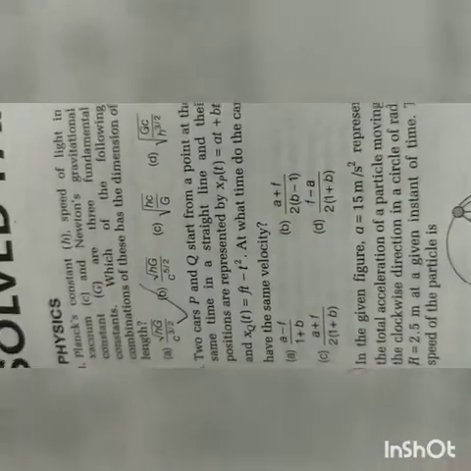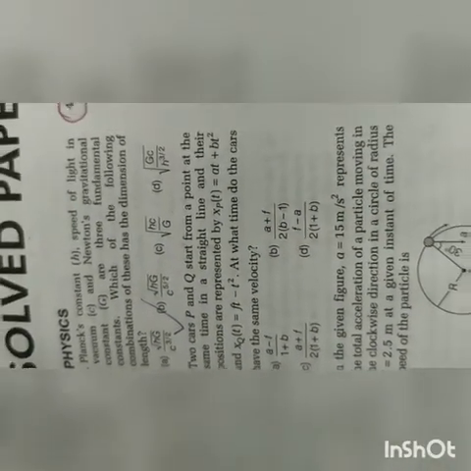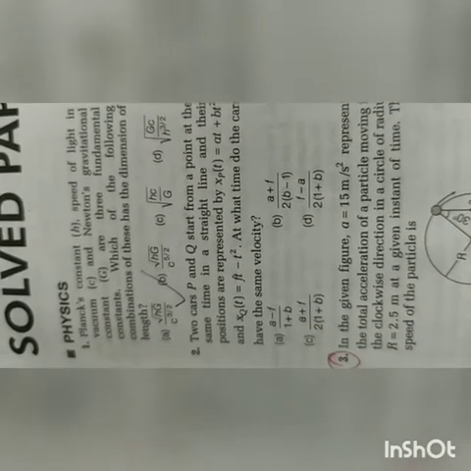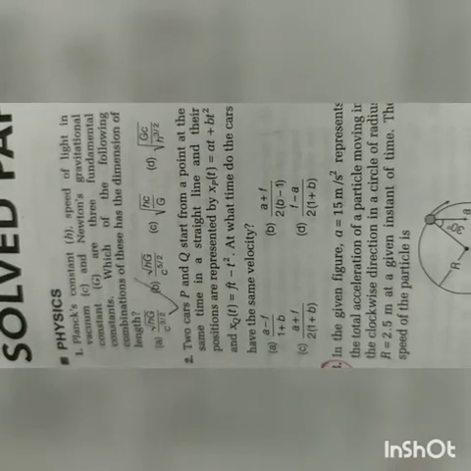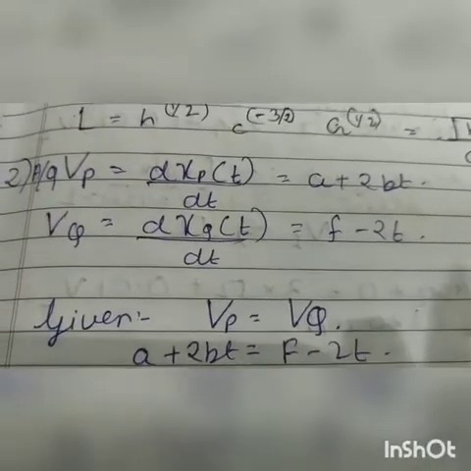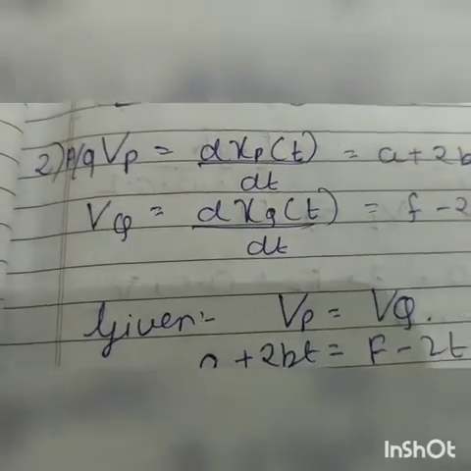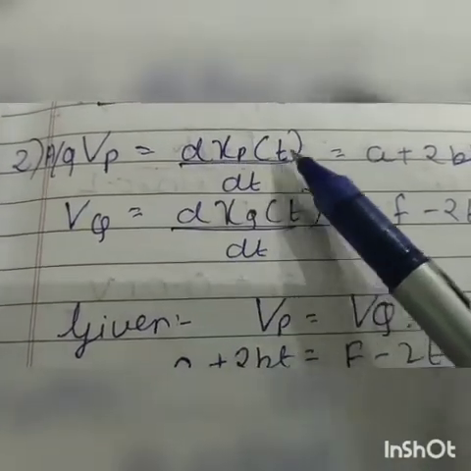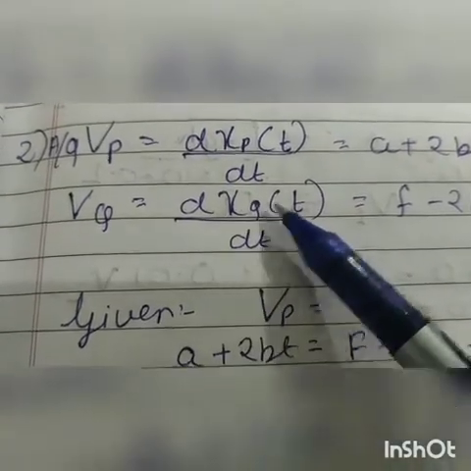Now question number 2. Two cars P and Q start from a point at the same time in a straight line and their positions are represented by xp is equal to at plus bt square and xq is equal to ft minus t square. At what time do the cars have the same velocity? So according to the question, we have to equal both of the velocities of p and q. So it will be dxp by dt and dxq by dt.